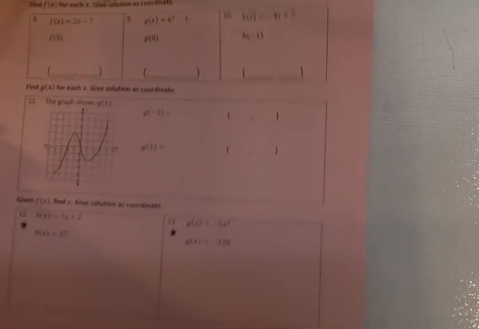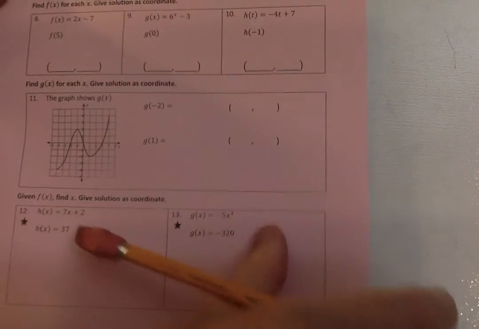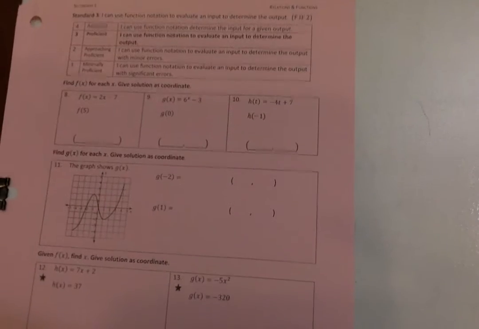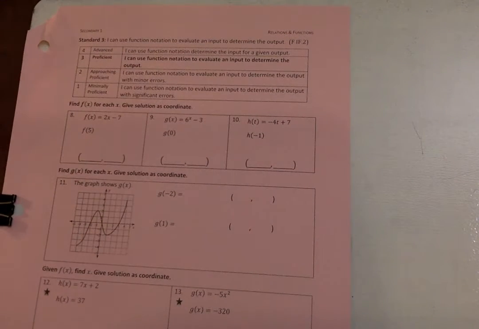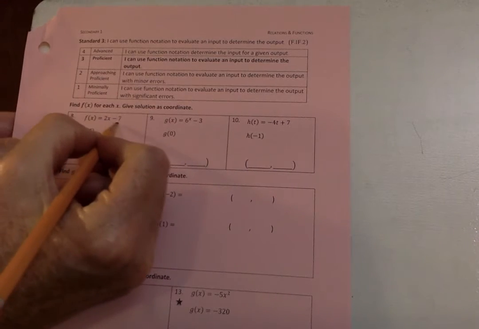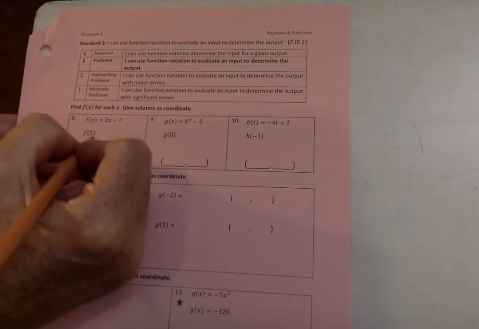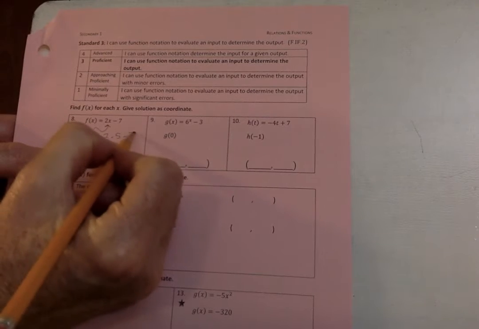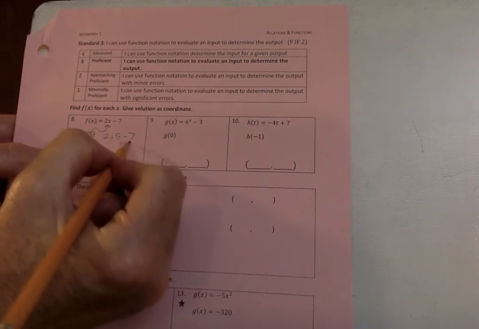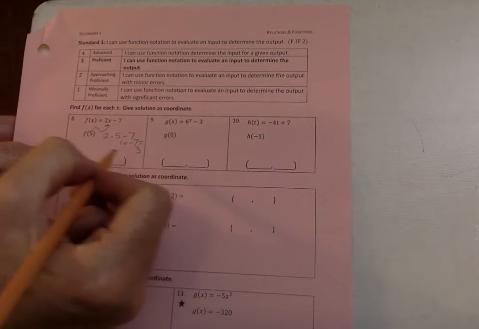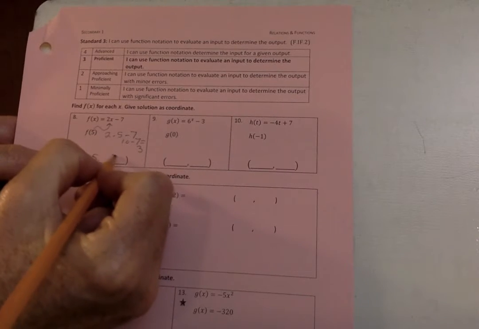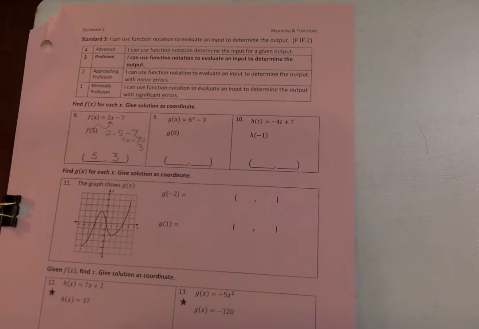Here is standard 3. I can use function notation to evaluate an input to determine the output. So we can do number 8. f of x equals 2x minus 7. I'm going to find f of 5, so I put 5 in there. So 2 times 5 minus 7. That's 10 minus 7, and it equals 3. So our solution as a coordinate is (5, 3). And that's how you do those.